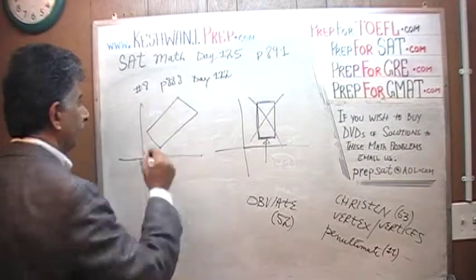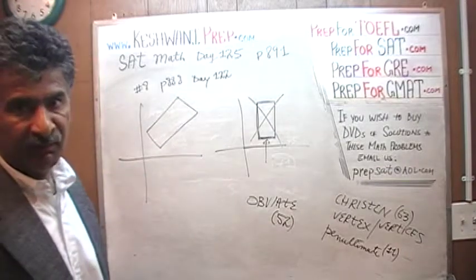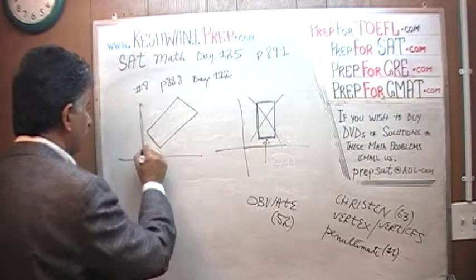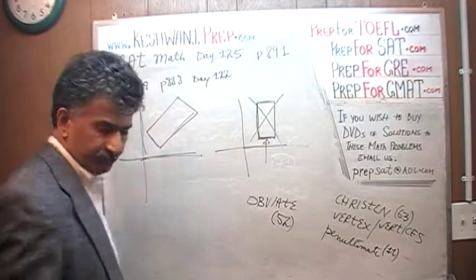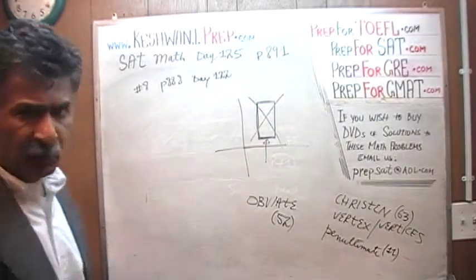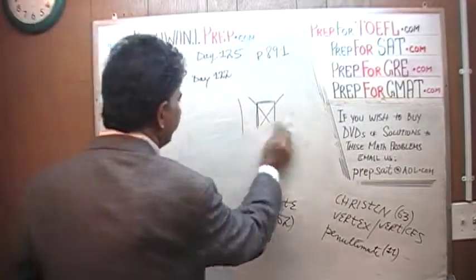This is perfectly allowed. This is perfectly fine. It's a rectangle, but the sides are not parallel. This side is not parallel to the y-axis and this side is not parallel to the x-axis. Okay, enough of that. I feel better now. It's out of my system. We can go on.